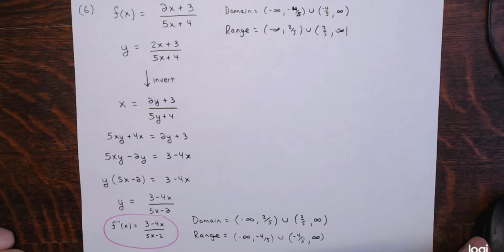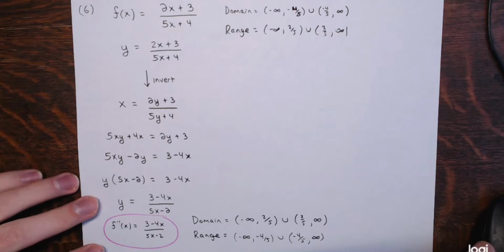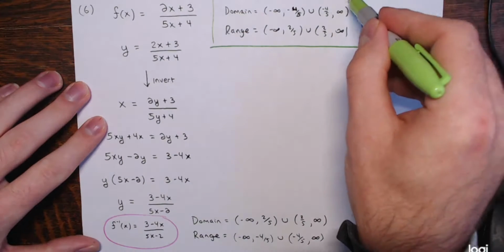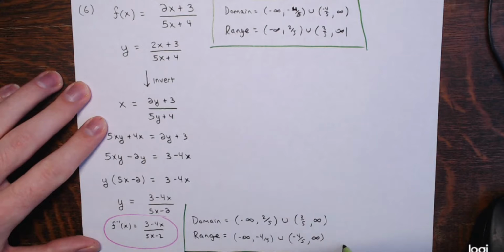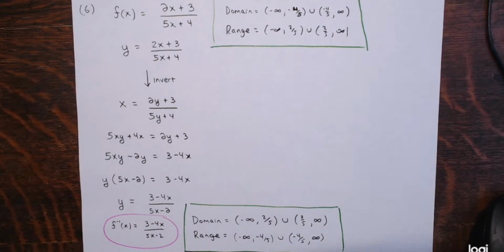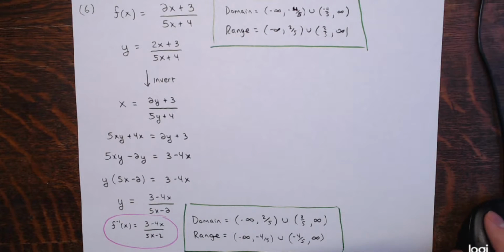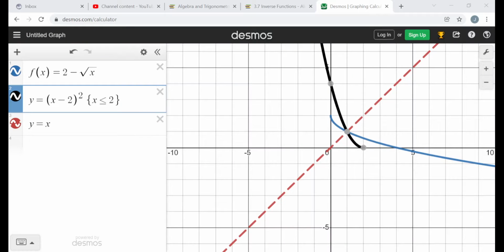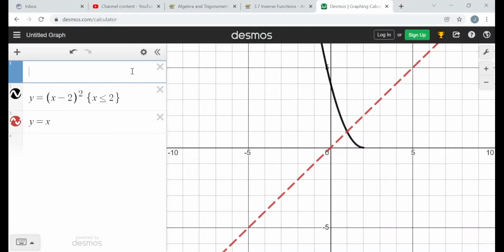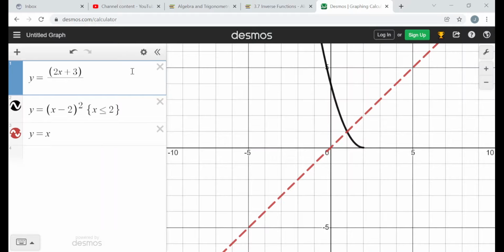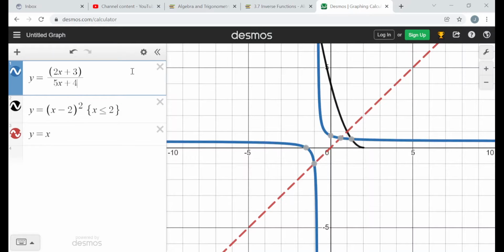Okay, so that's the relationship between the domains and ranges of inverses. The domain of one is the range of the other. And you just have to remember that domain means x coordinates and range means y coordinates. So now let's look at the graphs of these. Back on the Desmos site, the function we were given was y equals (2x plus 3) in the numerator over (5x plus 4) in the denominator.